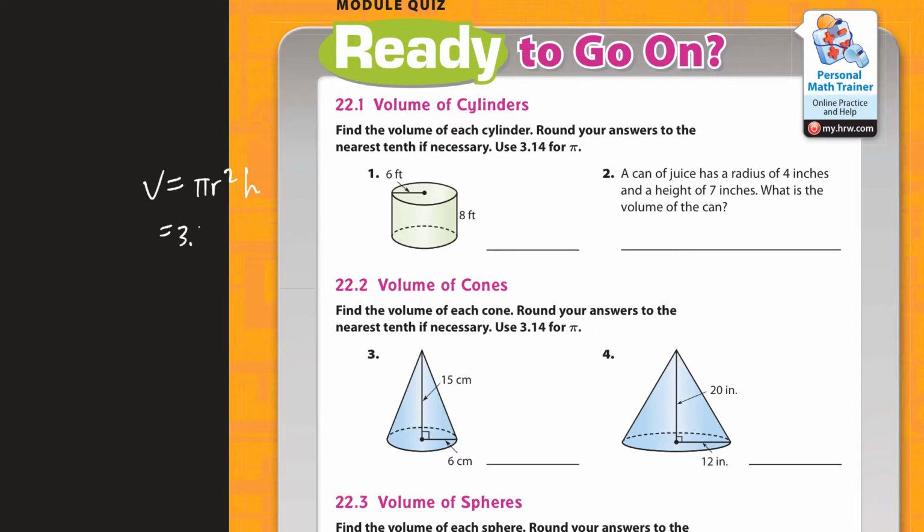So that would be 3.14 times the radius, which is 6, squared, times the height, which is 8. And that would be 3.14 times 36 times 8. And that is the end of what I know in my head. So I'm going to a calculator, and I have 3.14 times 36 times 8. And it's 904.32. And they say round to the nearest tenth. So that's going to be 904.3. And we're talking about volume, so that's cubic units, feet cubed.